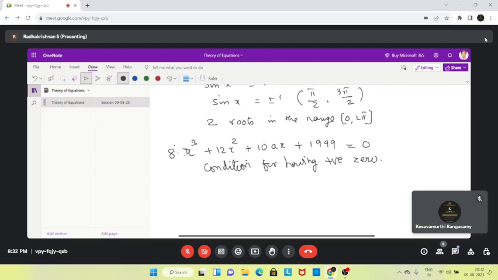See, suppose this a is positive, and then the 10a will become positive. So in that case, will this equation have any positive root? No, sir.